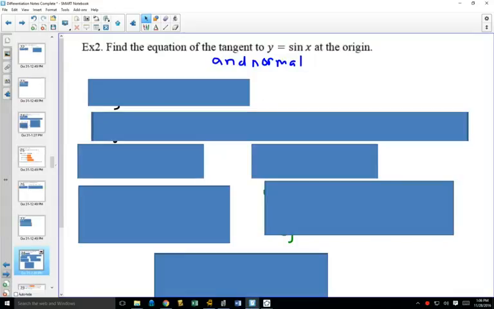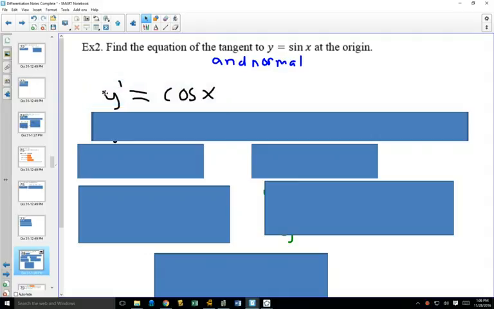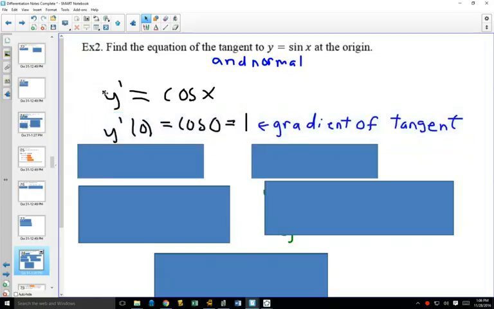So now we could find the equation of the tangent and the normal if we wanted to of sine x at the origin. So how do we find equations of tangent lines? We start with the derivative. Derivative is cos. At x equals 0, which is the origin, what is cos of 0? Cos of 0 is 1. And yes, you need to know your unit circle, your pi plate values.